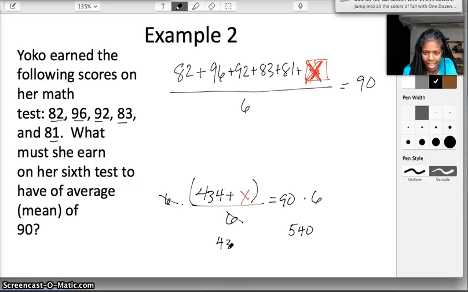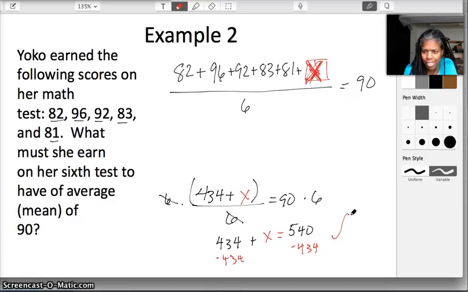So I'm getting my answer, and it's not looking great for Yoko, right? Because if I subtract the 434 from both sides, I get that my good friend Yoko needs to get a 106. Now, if she's not getting extra credit, that 90 will not be in her future unless she can do some other cool things in her class. So she needs to get a test that's 106 points in order to get a 90 in the class.